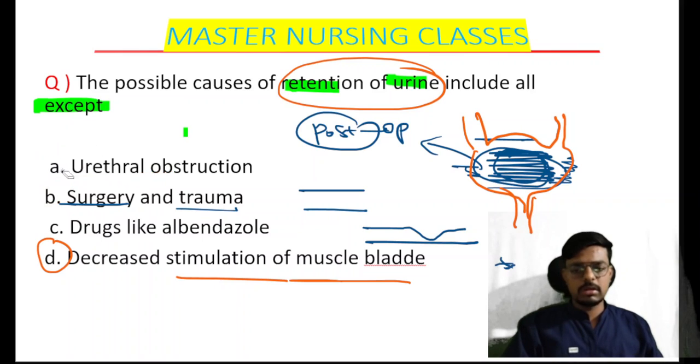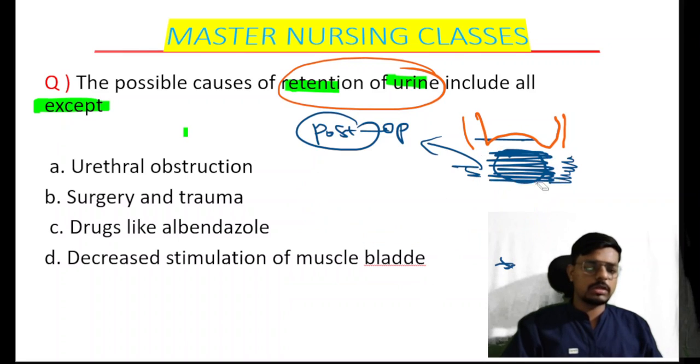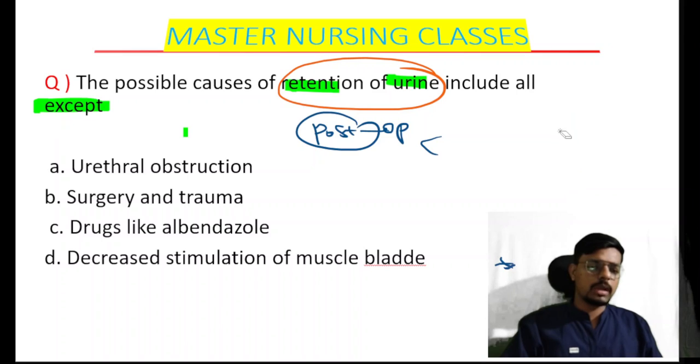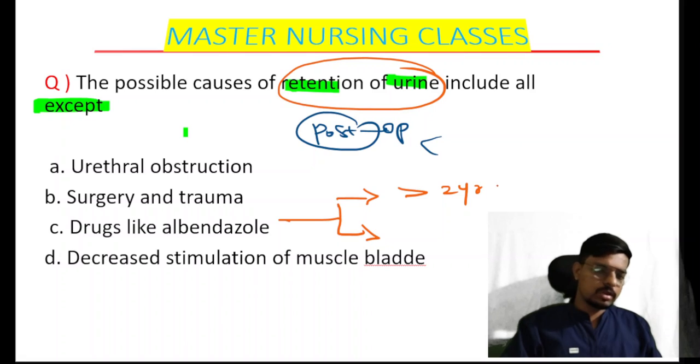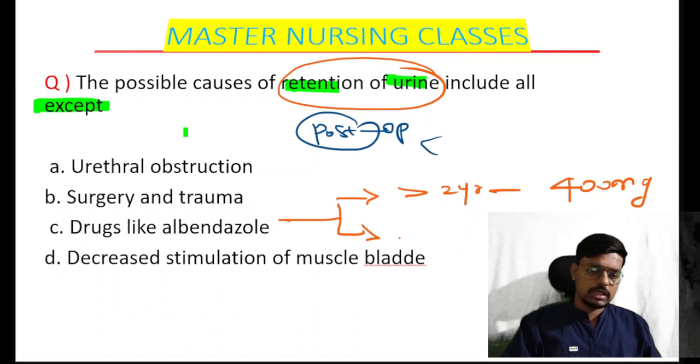Drugs like albendazole will never cause urinary retention. Students, yesterday we discussed albendazole. Albendazole is the antihelminthic drug which is given to destroy the helminths from our intestine. As I told you, the dose of albendazole is very important. If the child is more than 2 years, you have to give 400 mg albendazole. If the child is less than 2 years, you have to give 200 mg of albendazole.